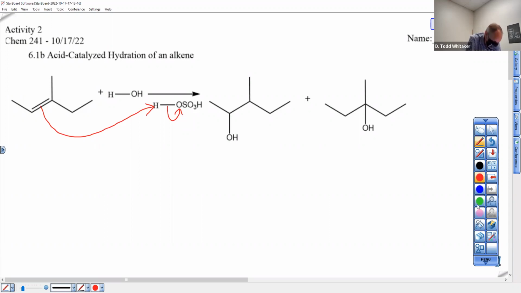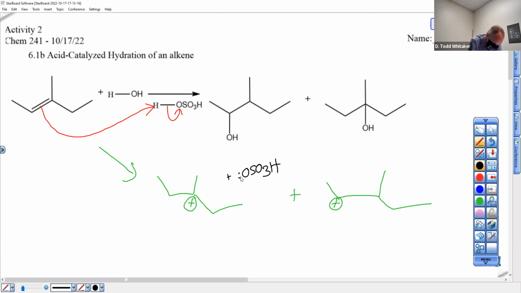Generating the same two carbocations we saw previously. If you put the H on the left, you get this one. If you put the H on the middle, you get this one. Each time you did that, you generated a sulfate ion that has an extra hydrogen on it, so we call it hydrogen sulfate. You're not going to use hydrogen sulfate right away.